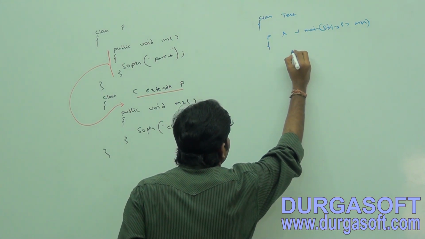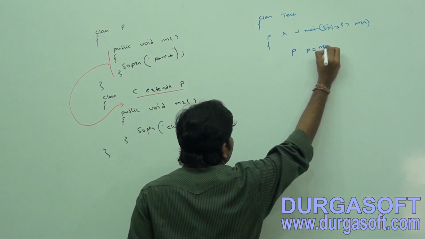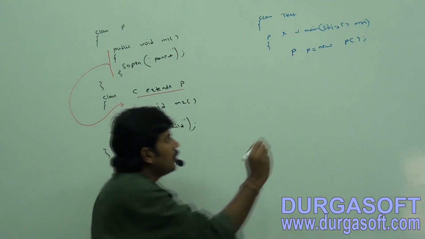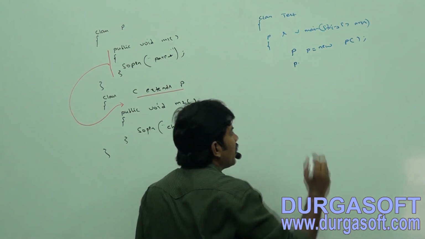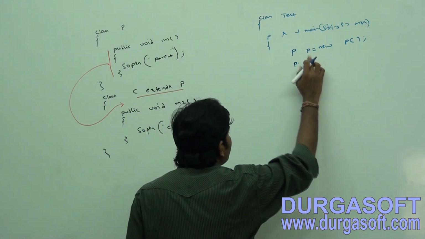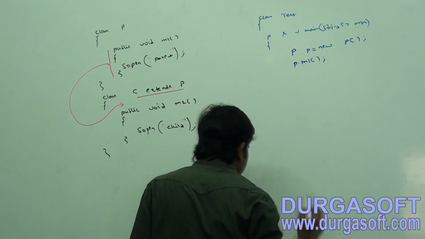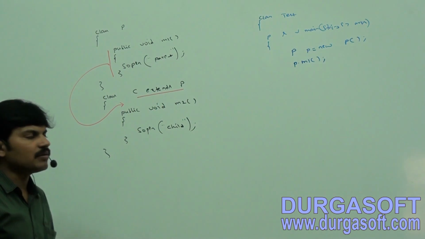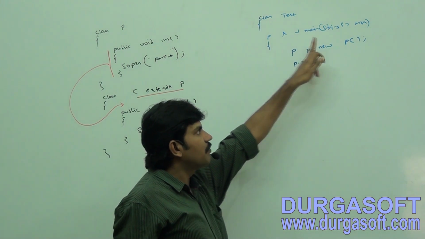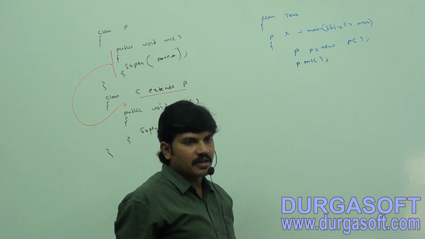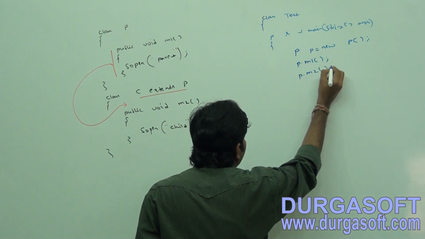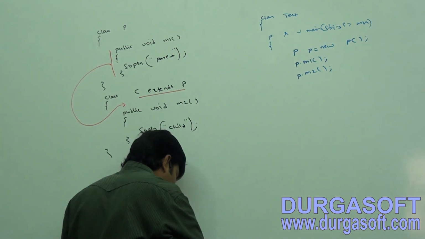Here, see this one. Case 1: Parent p = new Parent(). Next, p.m1(). Is it valid or not? On the parent object, I am calling which method? The parent class method. Parent reference, parent object. On that I am calling p.m1(). 100% valid. p.m2(): is it valid or not?